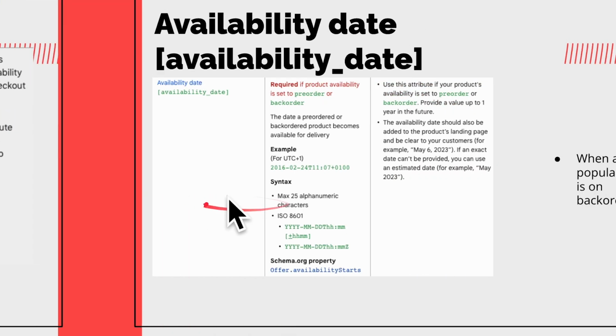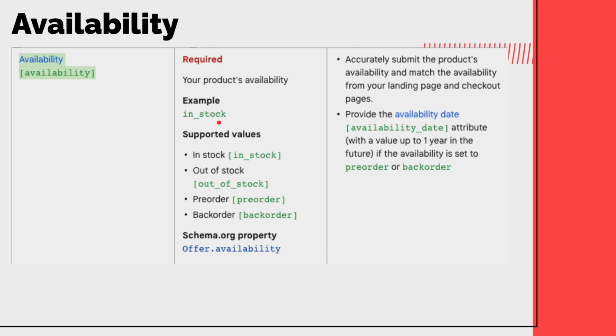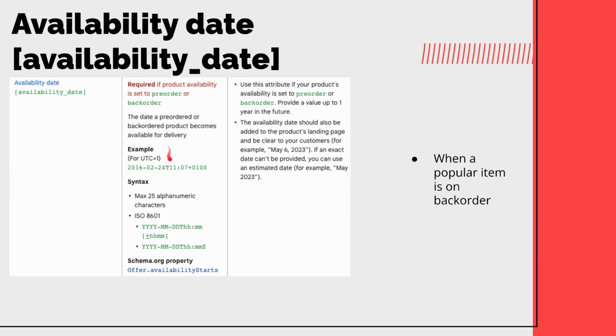Next is availability. So availability is very important because it will show if your product is in or out of stock, or the availability date, whether people can do pre-orders or back orders. As you can see here with the availability date, you can add this as well. So there's a certain due date that people can pre-order till or have back orders till.